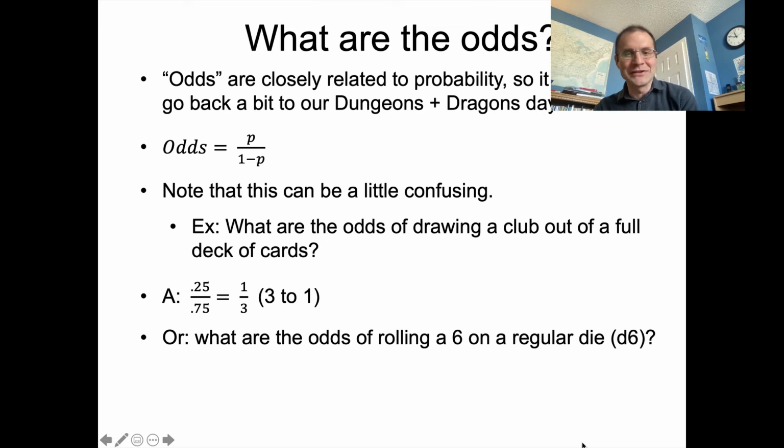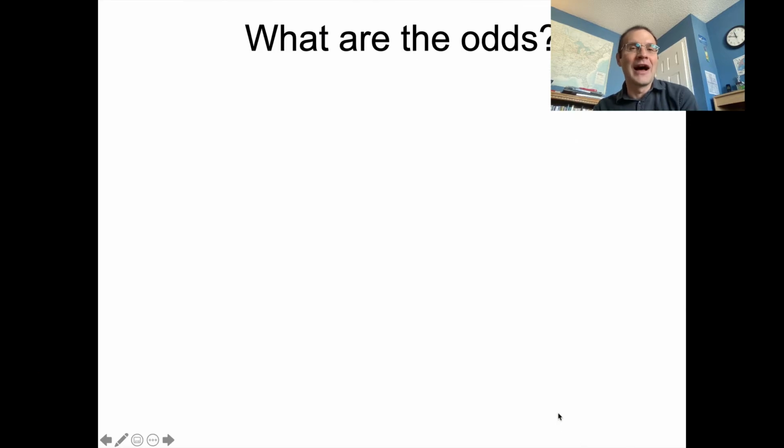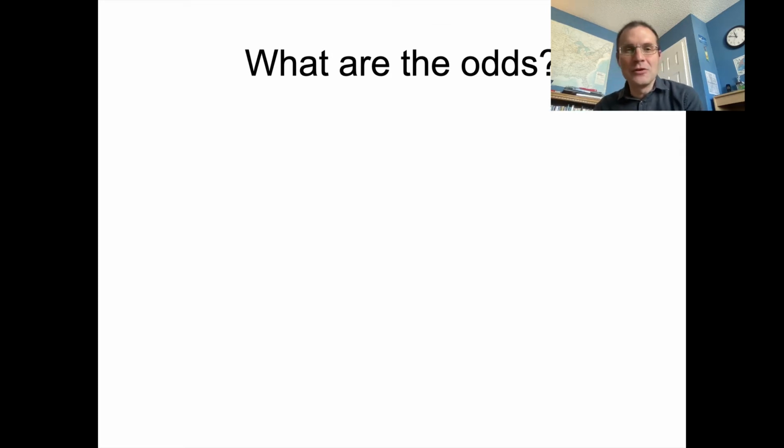But what are the odds of rolling a 6 on a regular die, a D6? And if you haven't seen the answer already, it's 1 over 5, or in that case, it would be 5 to 1, right? So there are 5 chances that you would roll something other than a 6 on a die, and there's 1 chance that you'd roll a 6. So it's 1 to 5 is basically the ratio there. Okay, so right, this is how odds work. We can look through a few other examples.